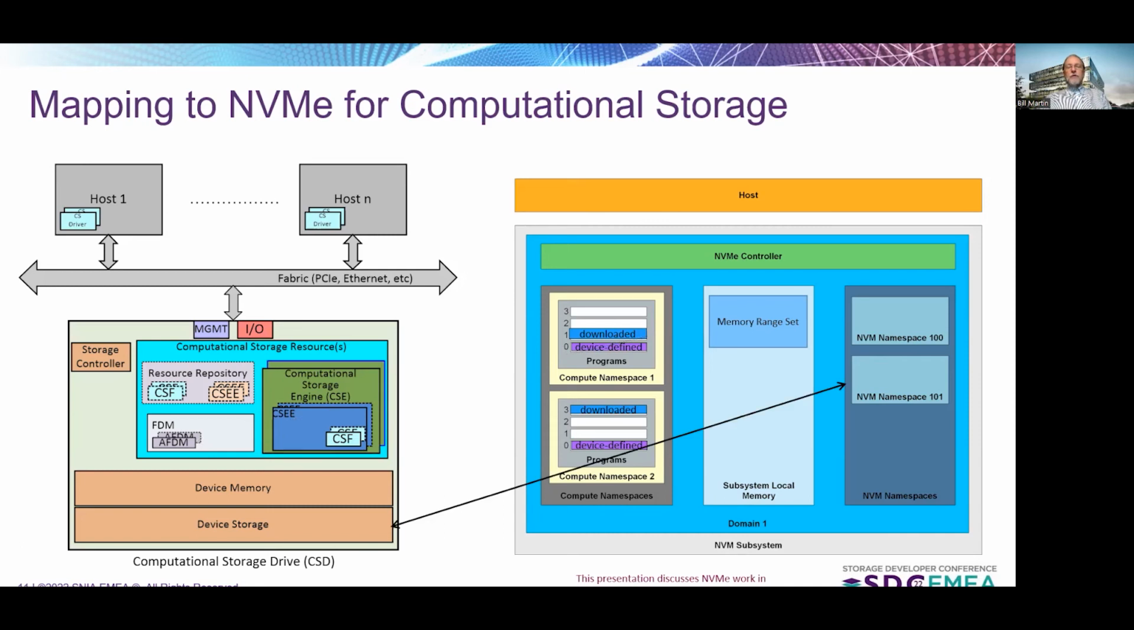And finally, we have the device storage. The device storage maps to the NVM namespaces, as was mentioned earlier. These could be NVM, they could be ZNS, they could be KV. But the mapping from device storage maps directly to the NVM namespaces, which is where data is stored in NVMe.